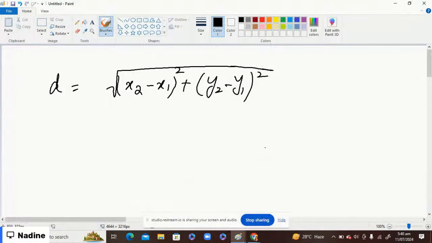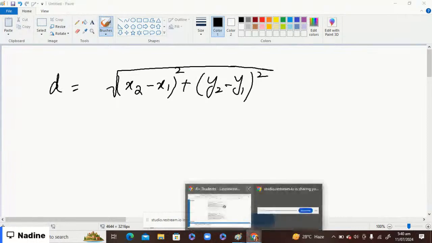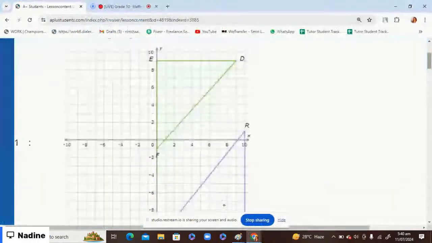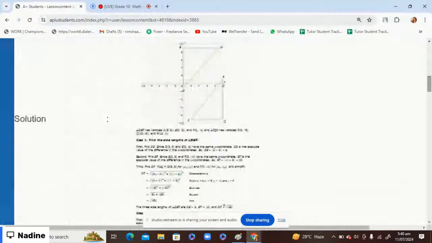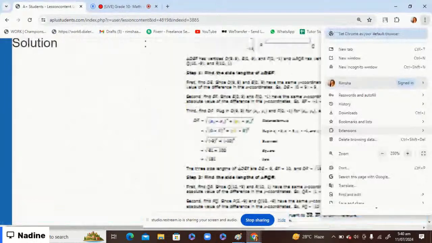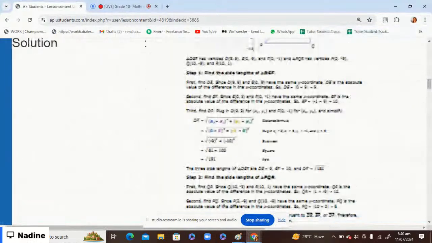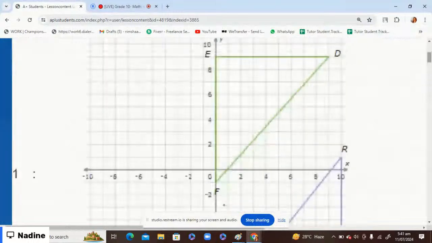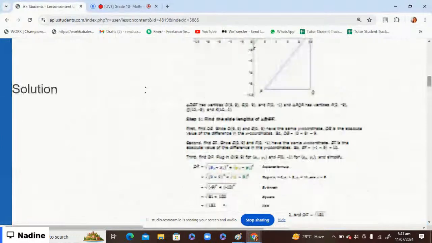So for now, let's see the points and then just put them in the formula, and then we are going to find it out. Which two points first of all are we going to use? The different points are given here. Look, all the points they gave us like E, D, then R, P, and Q. Any 2 points that you need to use. Here they are using D and F.